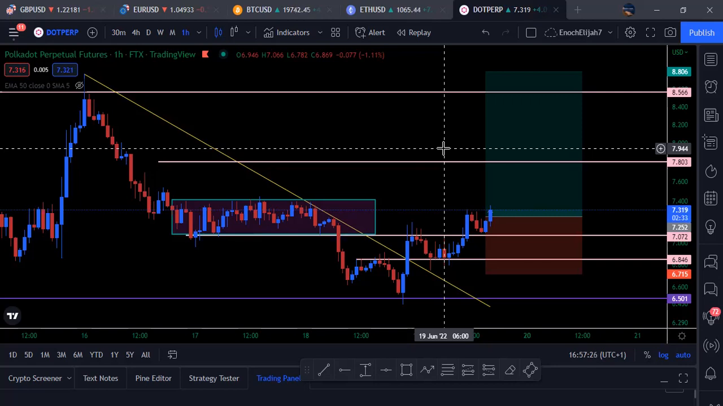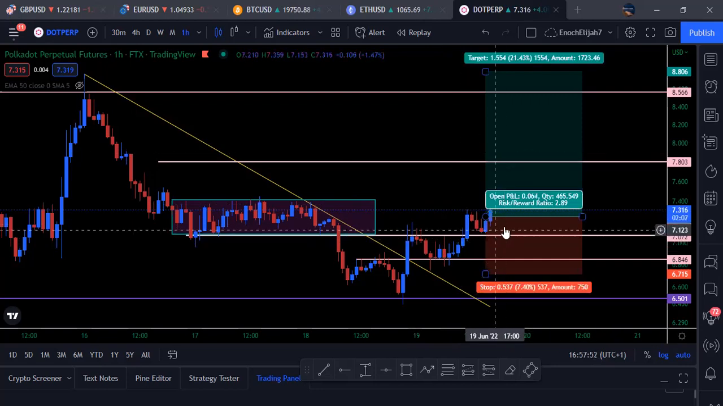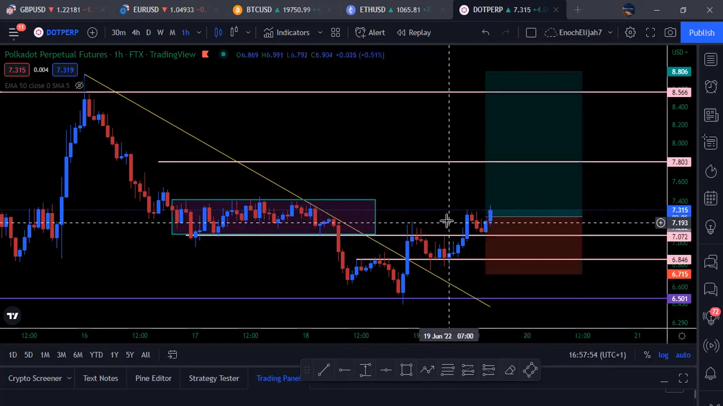So now this is my chart on dots. So now we're going to quickly do some review, market review, crypto and Forex as well. So now this is my current running trade I called this afternoon on dots.